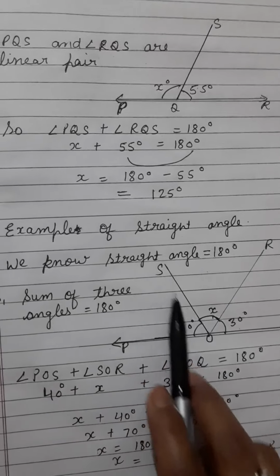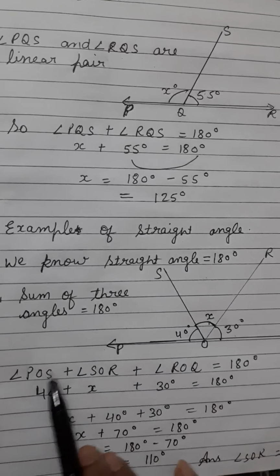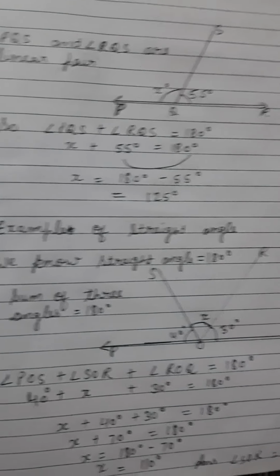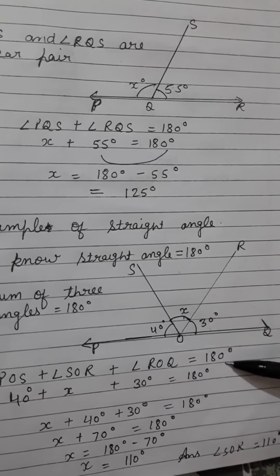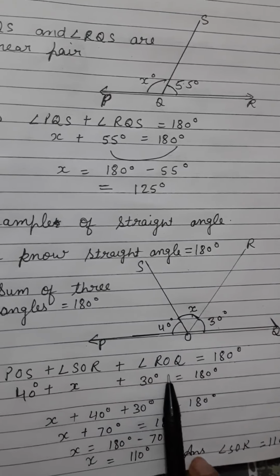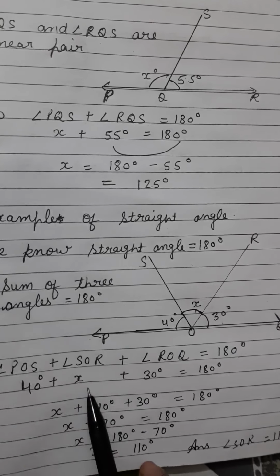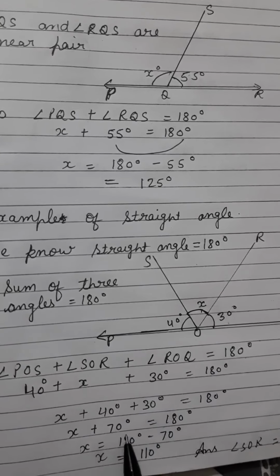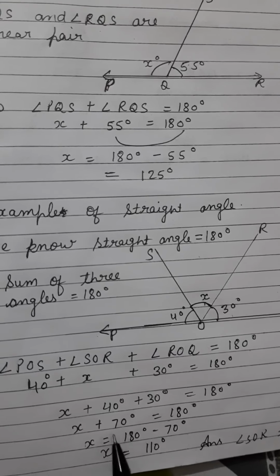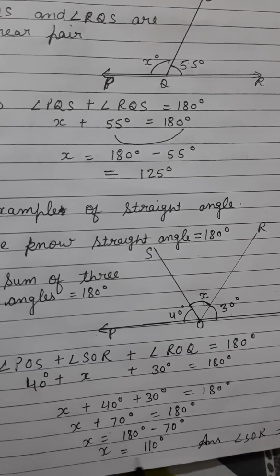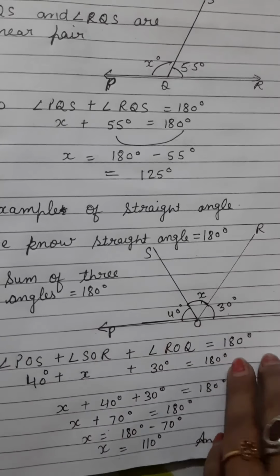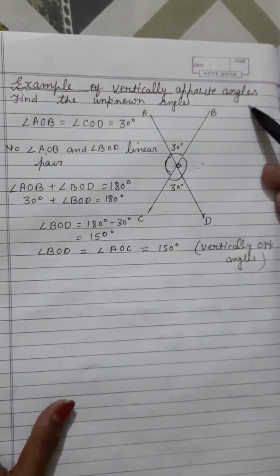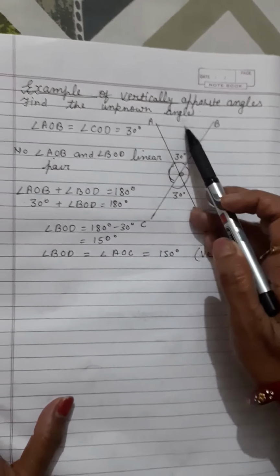Just look here. First you will write the names of the angles. Angle POS, angle SOR and angle ROQ is equal to 180 degrees, and you will put in the values: 40 degrees plus x plus 30 degrees equals 180 degrees. You will add these two angles and take them after the equal sign, and since it is plus, it will become minus, and x is equal to 110 degrees. This is your answer.